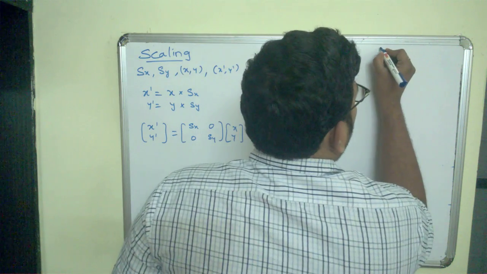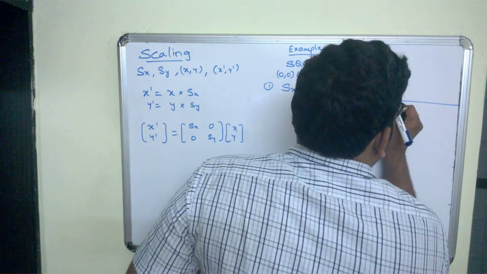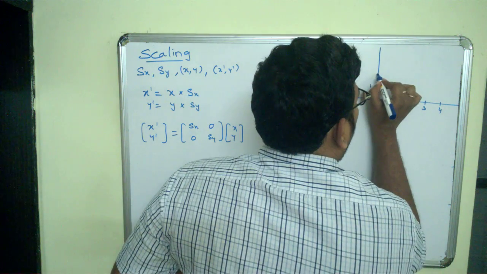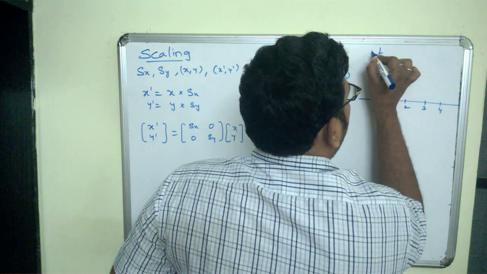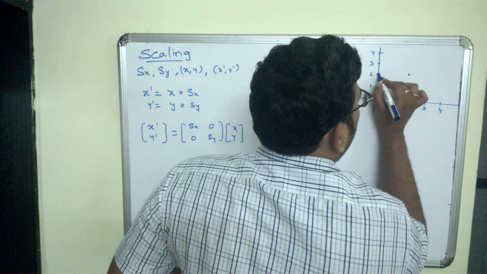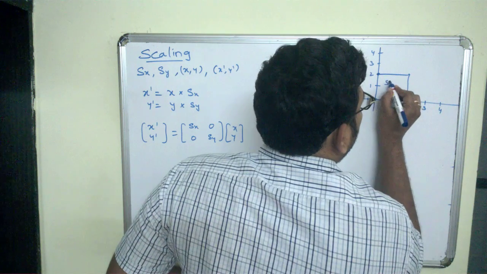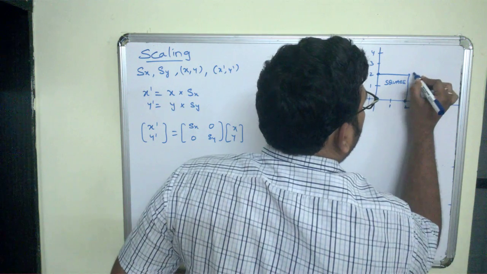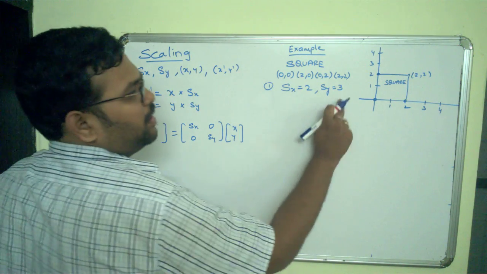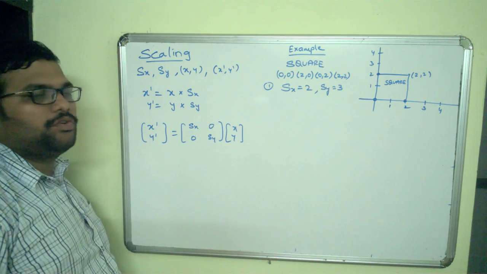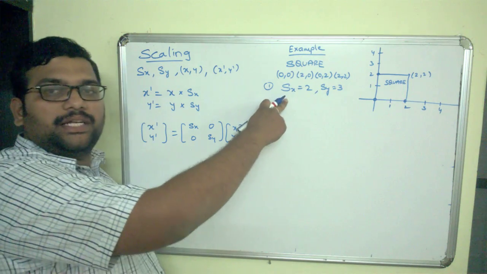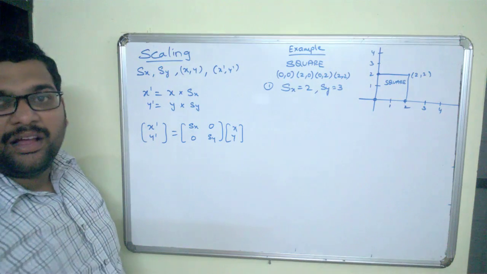Let us draw the square initially. So first 0 0, 2 0, 0 2, 2 2. So this is the initial square. This is 2 comma 2. Now here we have given that Sx is equal to 2 and Sy is equal to 3. That means we have to perform the scaling of 2 units with respect to x-axis and 3 units with respect to y-axis.